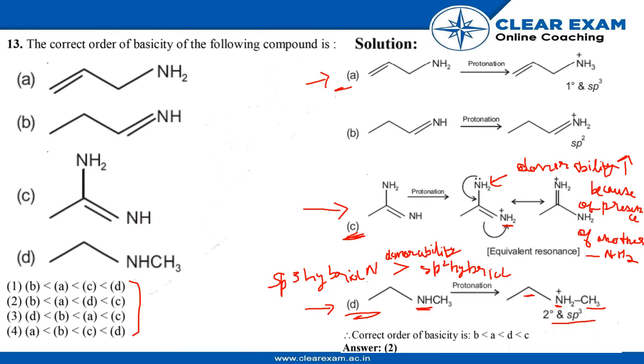Now let us come to the first. Here also the N is sp3 hybridized but is of 1 degree, that's why it is less than D. So it comes after D, and in B the N atom in the NH2 group is sp2 hybridized, therefore it has the least basicity. So the correct order is B, then A, then D and C.